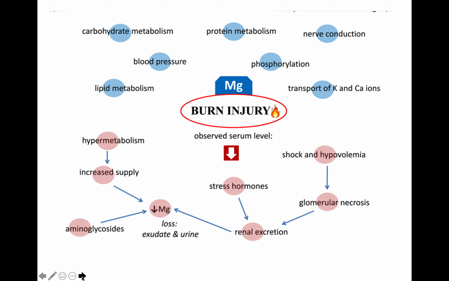Magnesium is involved in lipid metabolism, control of blood pressure, carbohydrate and protein metabolism, nerve conduction, oxidative phosphorylation, and the transport of potassium and calcium ions. So magnesium plays a role in many, many systems in the body. So it's quite an important electrolyte, even though it's often forgotten about.